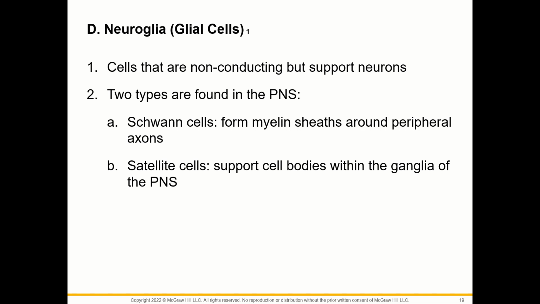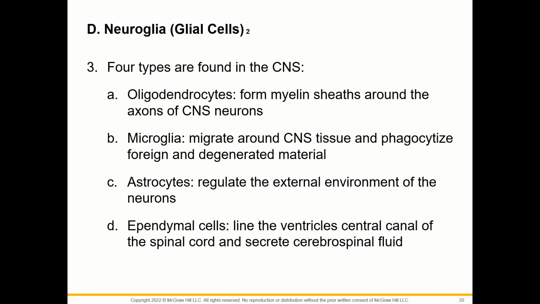And then remember in the autonomic motor nervous system with the sympathetic and parasympathetic, I had mentioned that there's going to be ganglia there. So that's where we'll find satellite cells. They're support cells that help to get nutrients, etc., to those cell bodies. And then there are 4 types of neuroglia found in the central nervous system. These are oligodendrocytes, microglia, astrocytes, and ependymal cells.